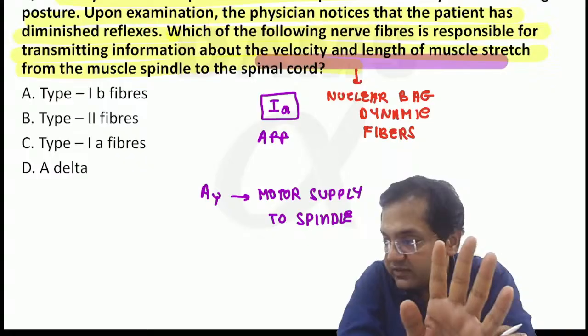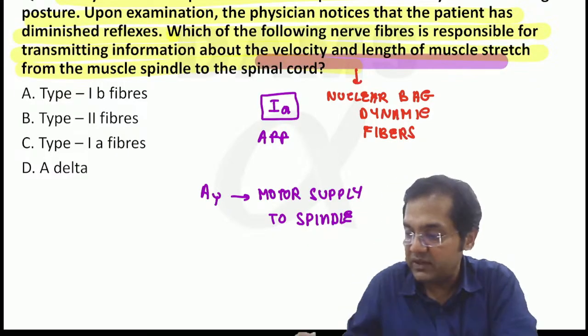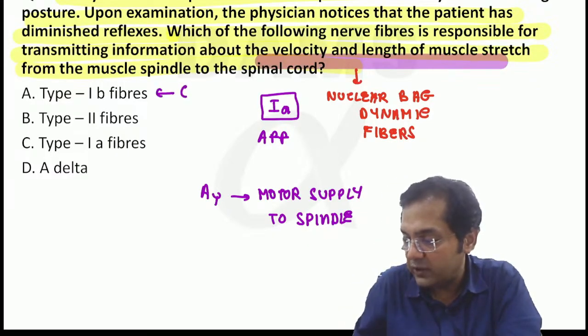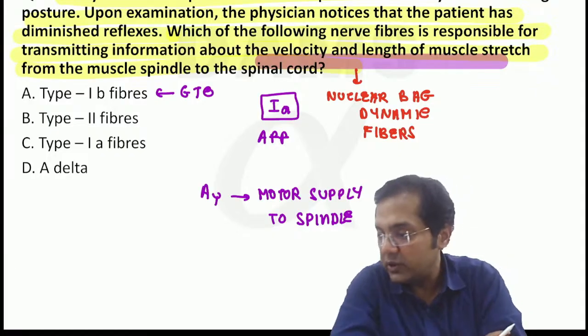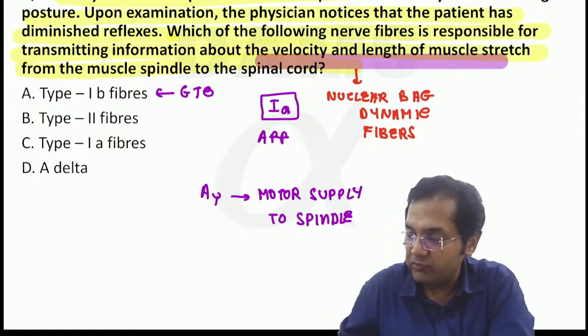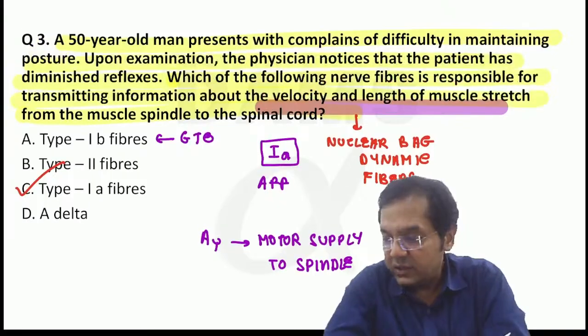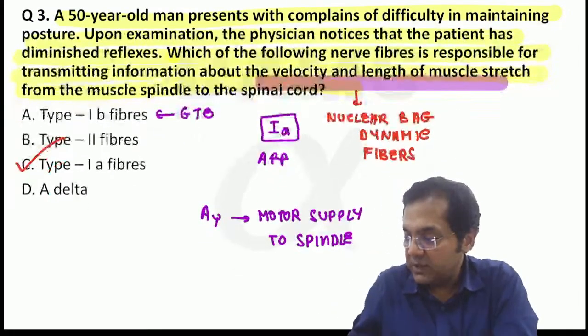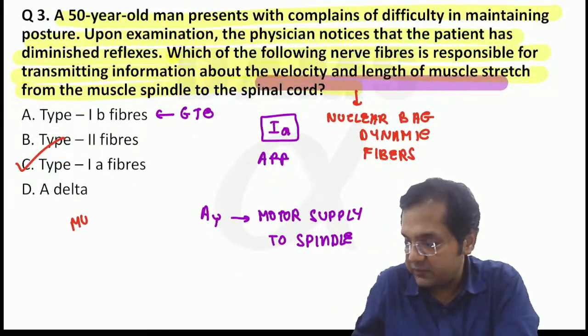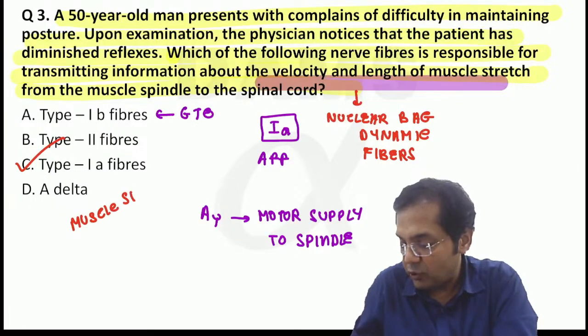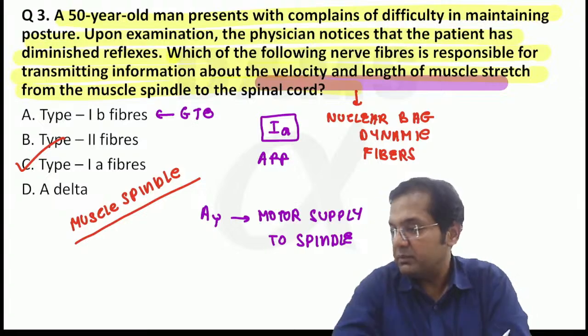1B is not the answer. Yes, who is telling me? Rizwan Hussain. 1B is from Golgi tendon organ. Afferents from Golgi tendon organ, right? That is not the answer. So 1A is the correct answer. Purpose of this question is, please go through muscle spindle before the exam. Another hot topic for the exam, favorite one, muscle spindle.